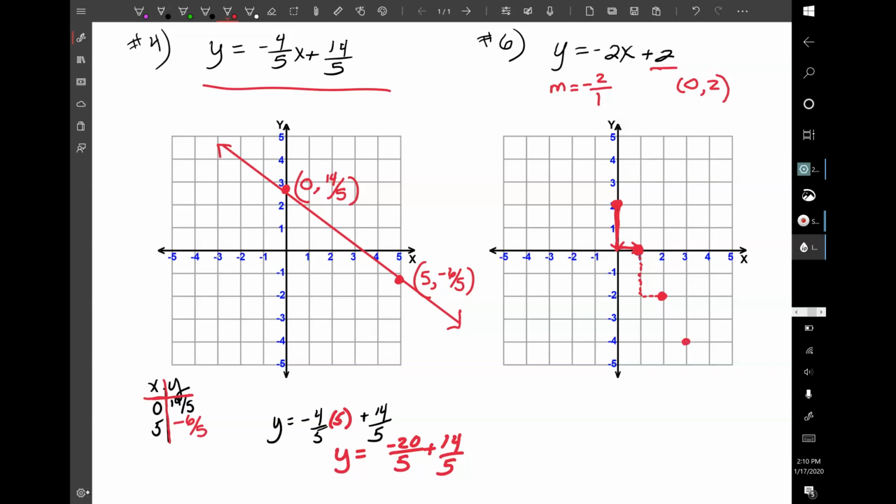I could keep going in this manner. It's like a staircase. If I ran out of room, I would go back to my y-intercept instead of the new point, just so I can go in the reverse order, because -2 over 1 is actually the same as 2 over -1, right? So I could actually go up 2, left 1 and plot that way.